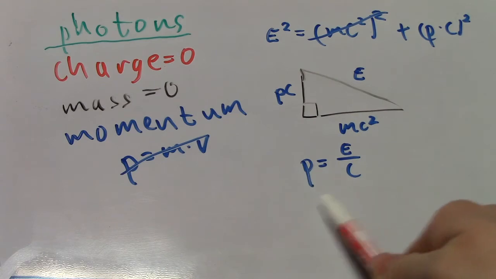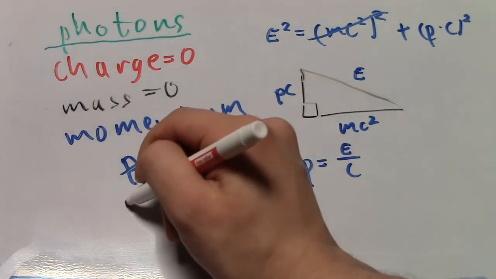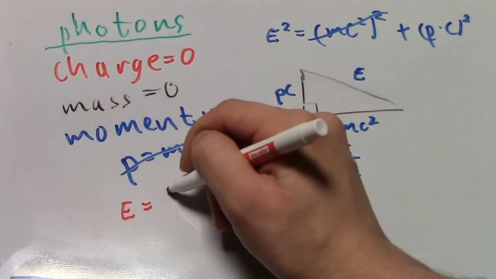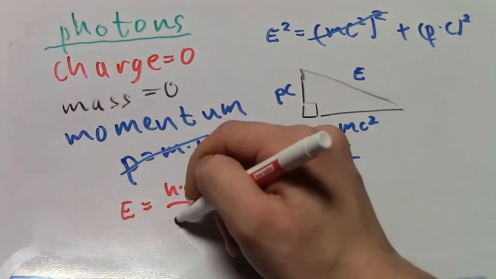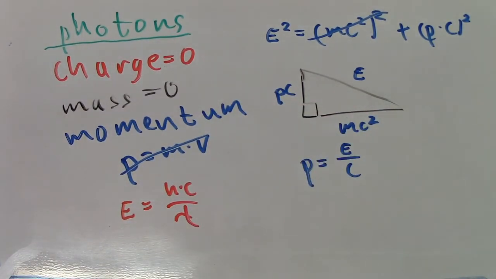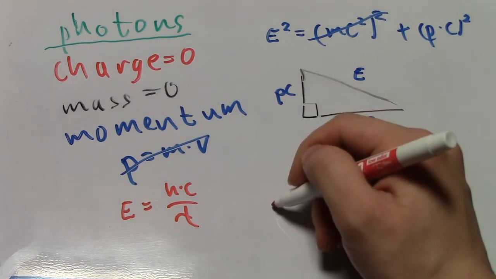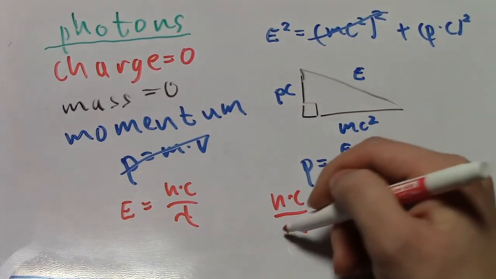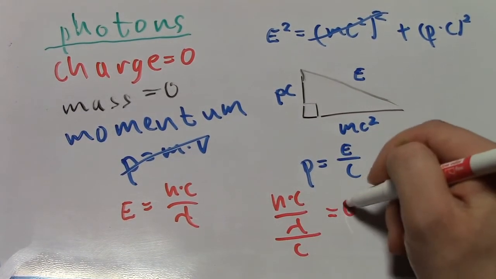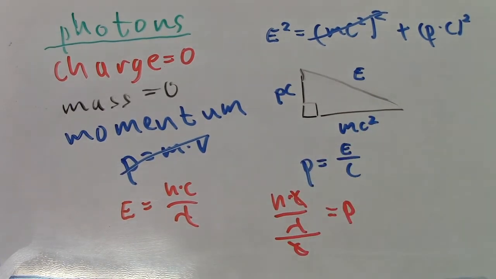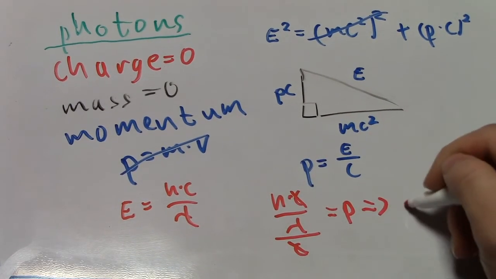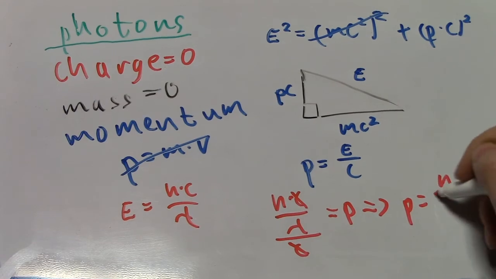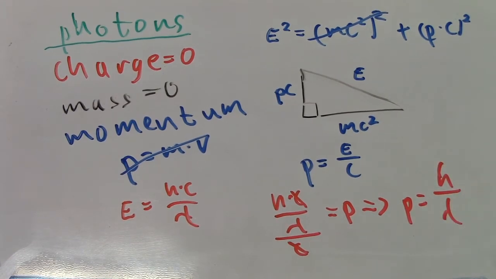Going back to this energy equation, we can relate wavelength, and I guess also frequency, to momentum. Using our previously discussed energy equation, we can replace E with h times c over lambda. The c's cancel, and we are left with momentum equals Planck's constant over wavelength.